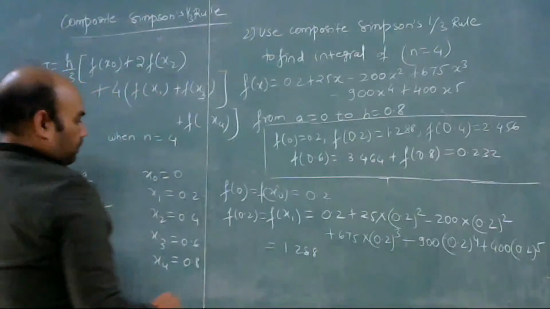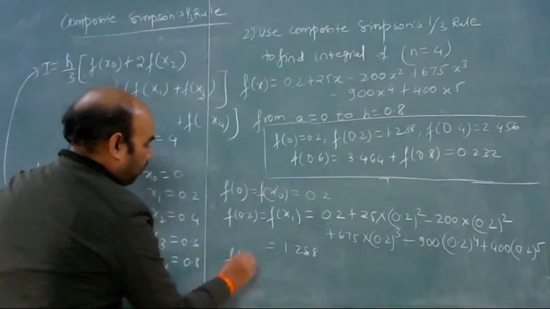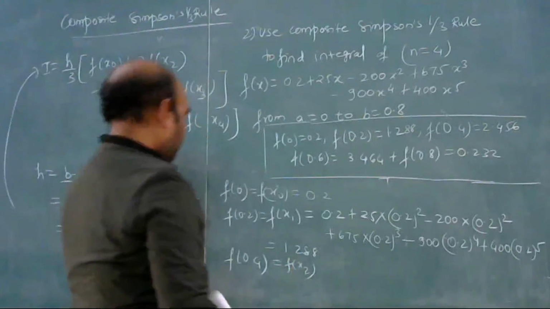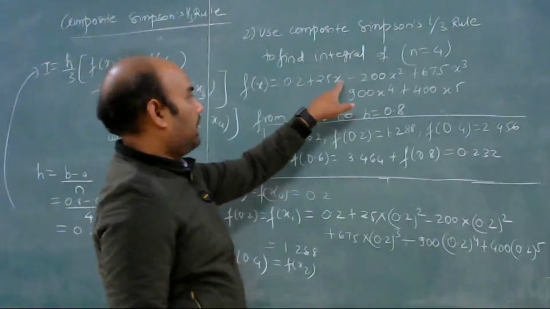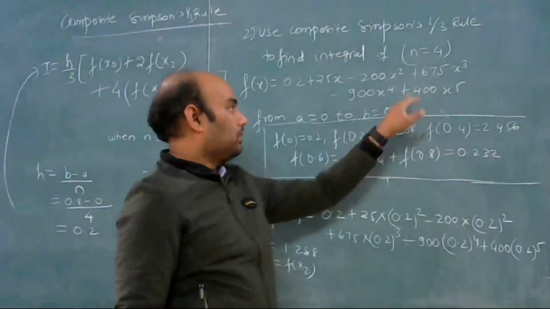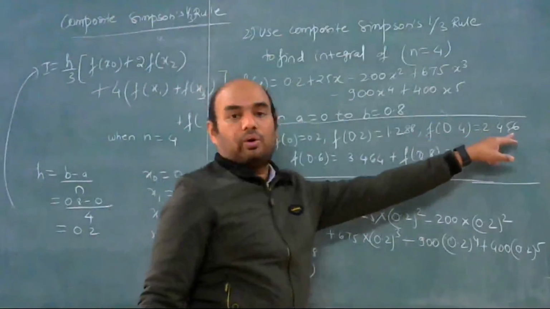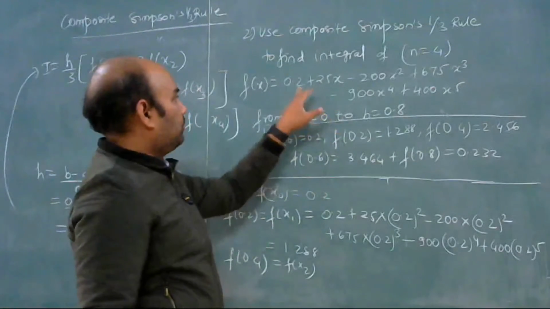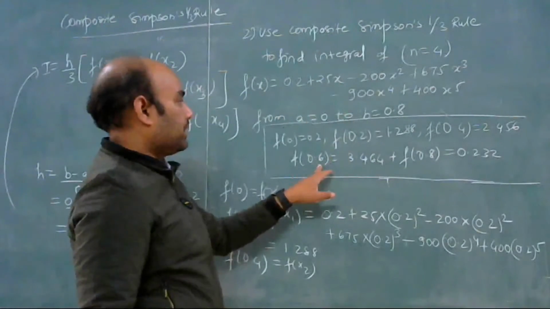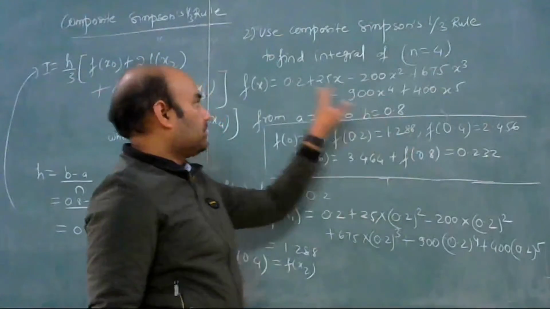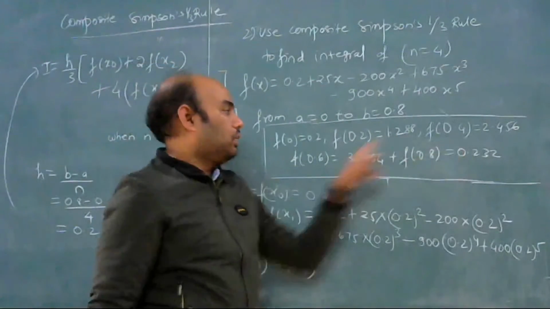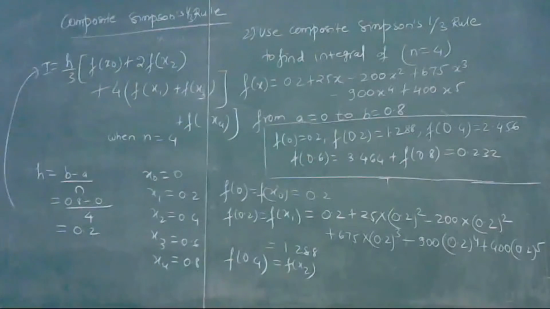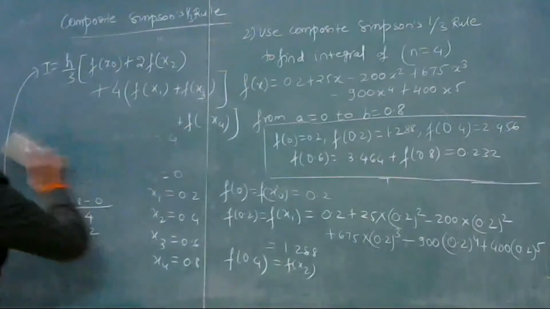Now for f of 0.4, this is f of x2. So how will you find this? You will substitute 0.4 in place of x. So you will get f of 0.4 is 2.456, and f of 0.6, that is f of x3, substitute the value of x as 0.6, and for f of 0.8 substitute the value of x as 0.8, and you will get the respective values. Now we'll substitute these values here.